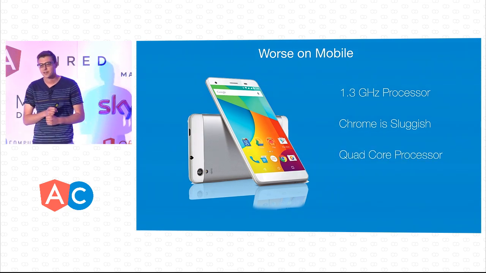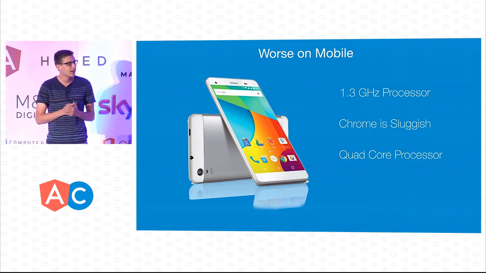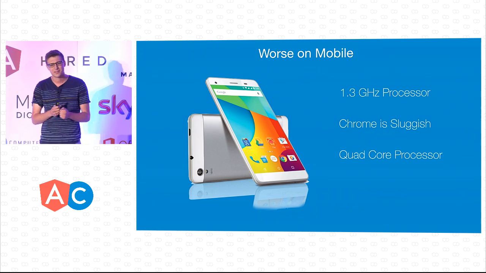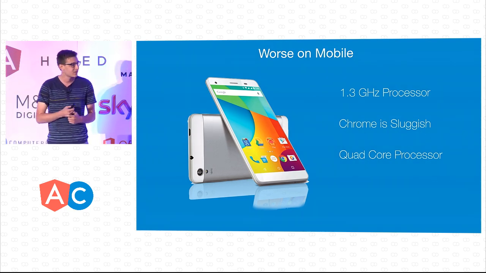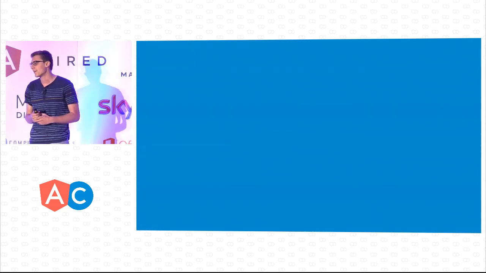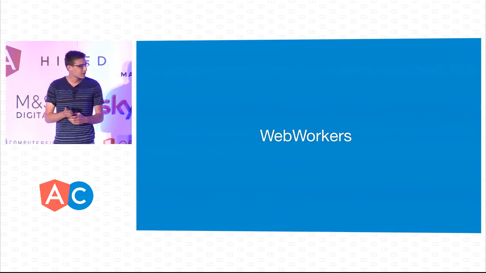It has a quad-core processor. And in fact, almost every processor created today, even the really, really cheap ones, have multiple cores. So how do we unlock these cores? How do we use the full potential of the phone? How do we have smooth applications? Well, one solution is web workers.